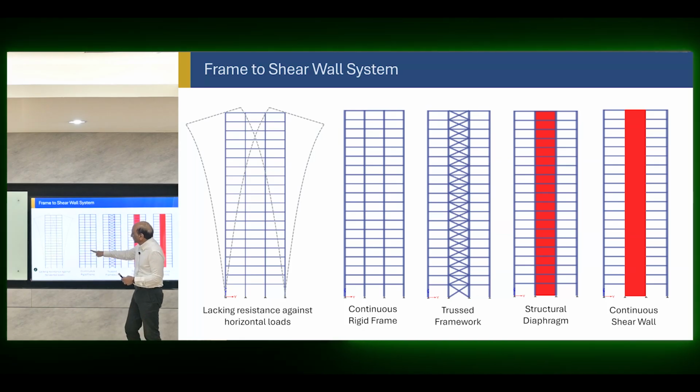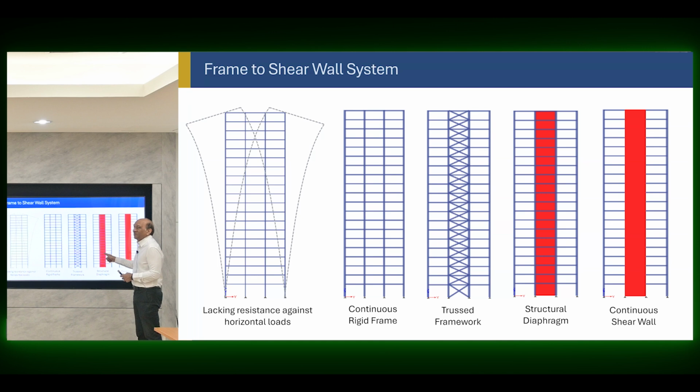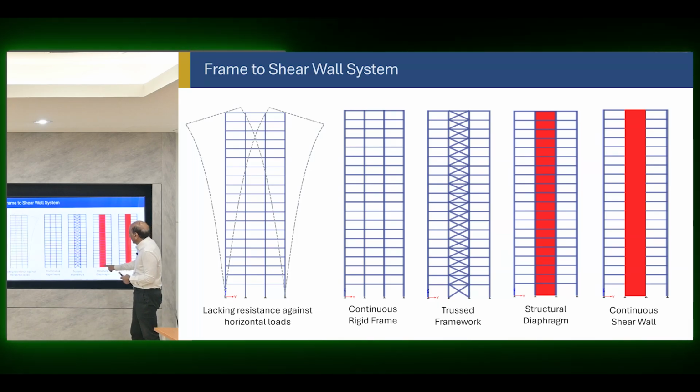Then you make a rigid frame, it becomes a little bit better. Then you add a truss frame in the middle, or you add a wall. Both of them have nearly the same effect. I will show you in a minute. Similar. And you can make this bracing almost as effective as a wall, or you can model the wall as a bracing. Both are possible. And then you have a continuous shear wall like that.